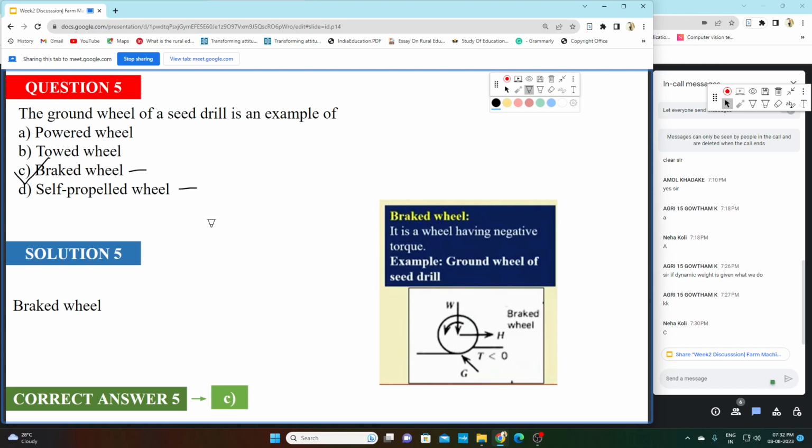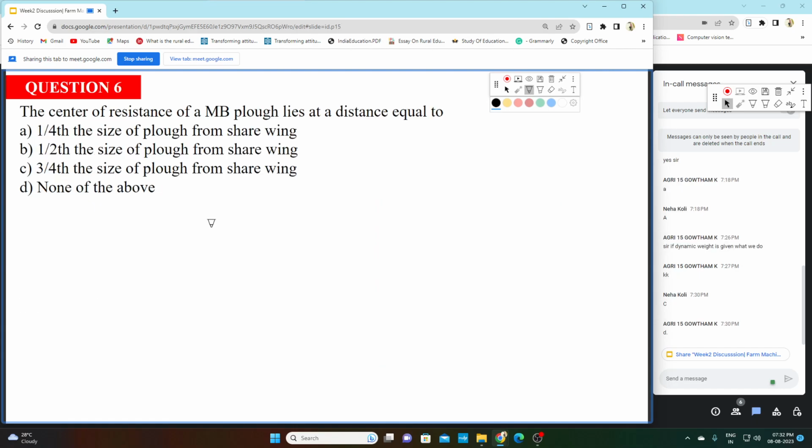Okay, so I hope this is clear. So let me move to the next question. The center of resistance of a moldboard plow lies at a distance equal to. These are the three options. A is 1 by 4th of the size of plow from the shear wing. B is half the size of plow from the shear wing. C is 3 by 4th the size of plow from the shear wing. D is none of the above.